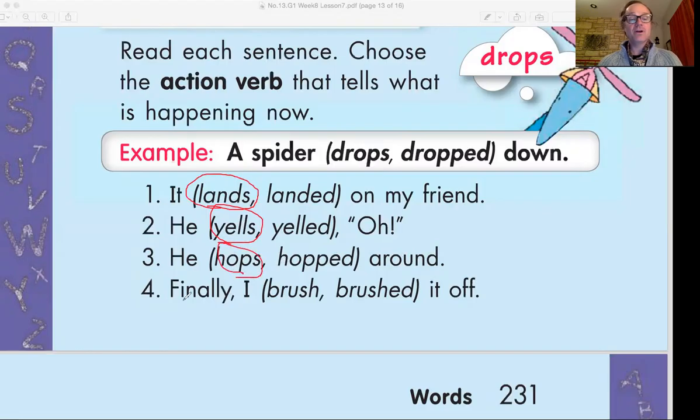And number 4, finally, I brush it off. Finally, I brushed it off. This would have been before. It's not now. Here is present tense. So, did you get those right?